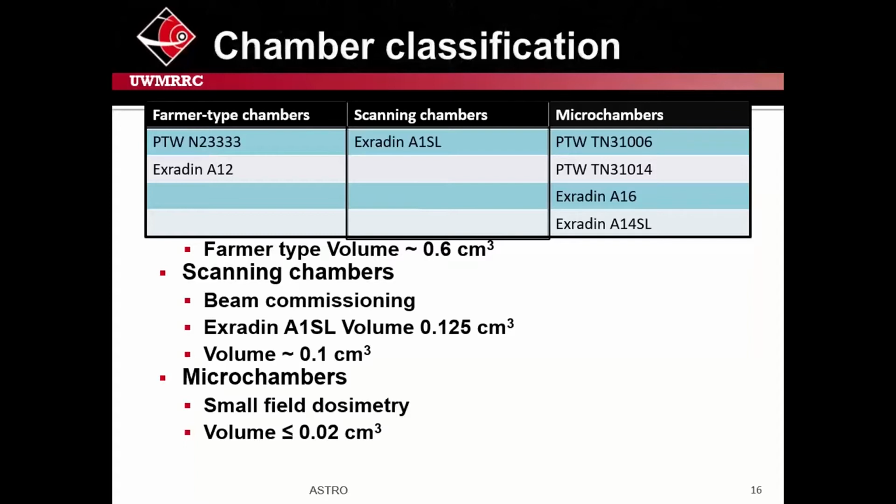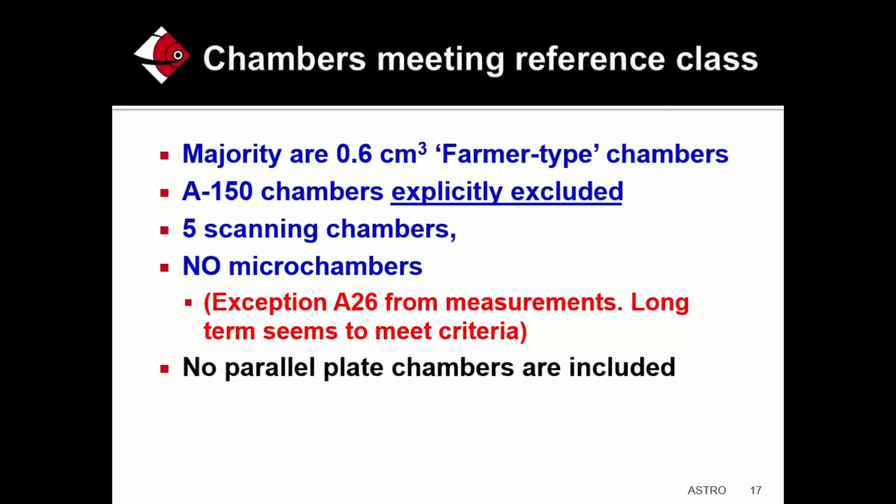Volumes generally are about 0.1 cc. Micro chambers are for small field dosimetry, but some of them could be used as you need them, and the volume there is less than 0.02 cc. So the majority of chambers meeting reference class are basically 0.6 cc Farmer chambers. A150 chambers, that's made of the A150 as opposed to C552, they're explicitly excluded because they are hygroscopic. Basically, they will change their calibration with humidity, like in the summer versus the winter.